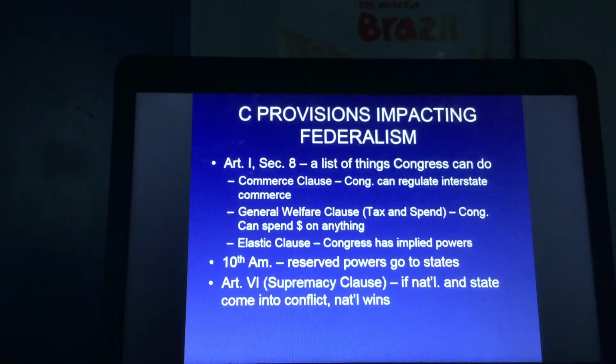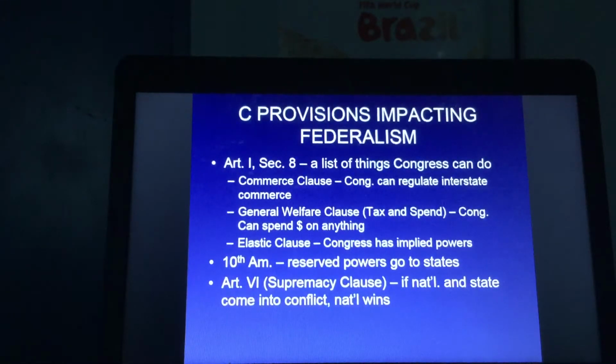The elastic clause we talked about yesterday, it's all the implied powers. And the McCulloch versus Maryland case said basically if Congress is close as far as implied powers, we, the courts, are going to give Congress the benefit of the doubt, and Congress is going to win and the states are going to lose. And then the 10th Amendment, which we already talked about, reserved powers go to states.